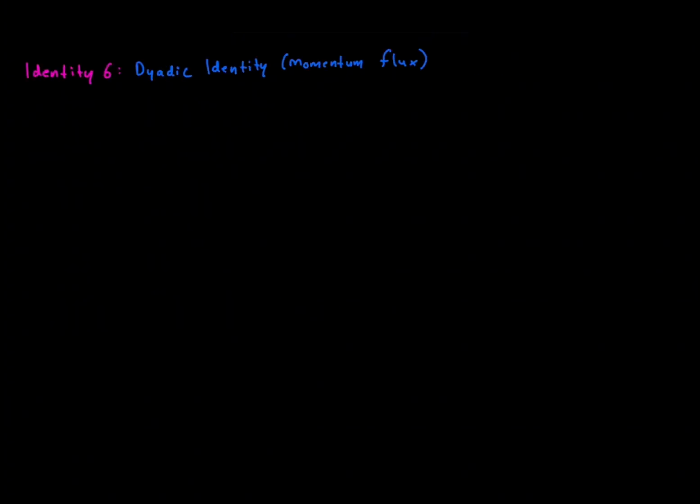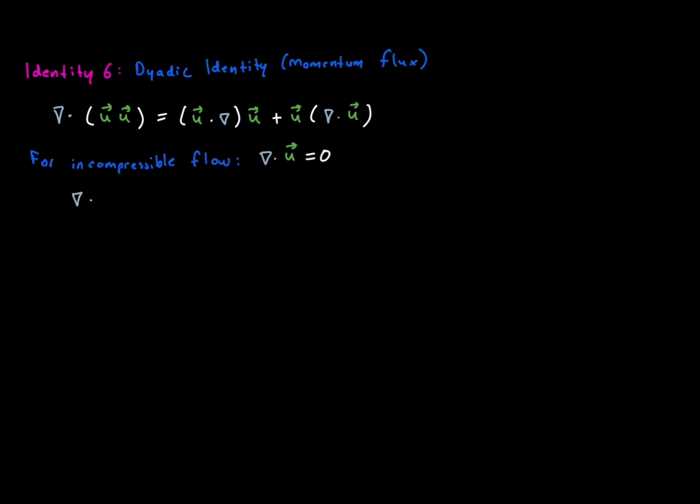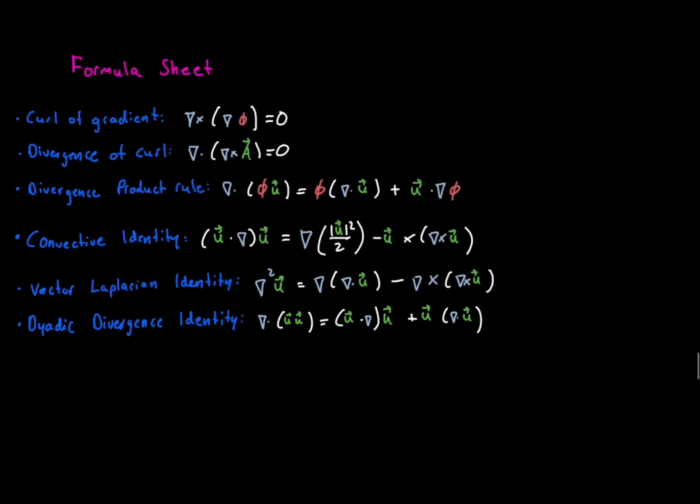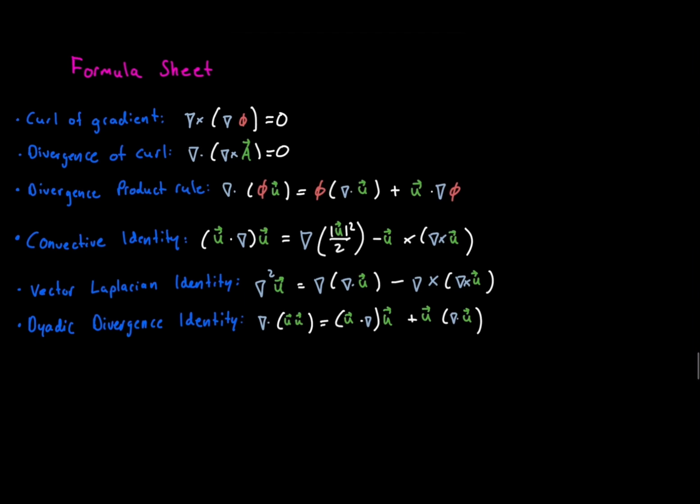Finally, the dyadic divergence identity. The divergence of uu equals u dot gradient u plus u times divergence of u. For incompressible flow, divergence of u is 0, so the divergence of uu reduces exactly to the convective term. This explains why the conservative and non-conservative forms of Navier-Stokes are equivalent when continuity holds. Different textbooks emphasize different forms, especially theoretical texts versus computational fluid dynamics texts. The physics is the same. The identities connect the forms.